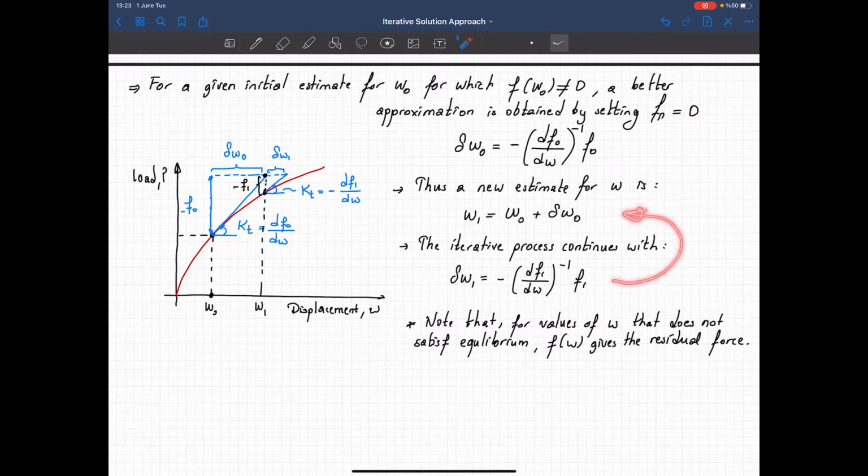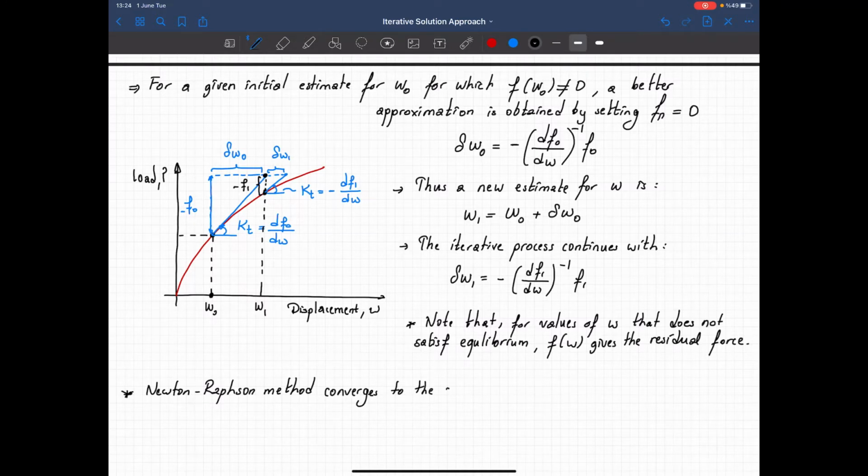You add your new del W to the total displacement, calculate the residual force, and go on. Okay. Now, this method is called the Newton-Raphson method. So we say that the Newton-Raphson method converges to the solution point quadratically.